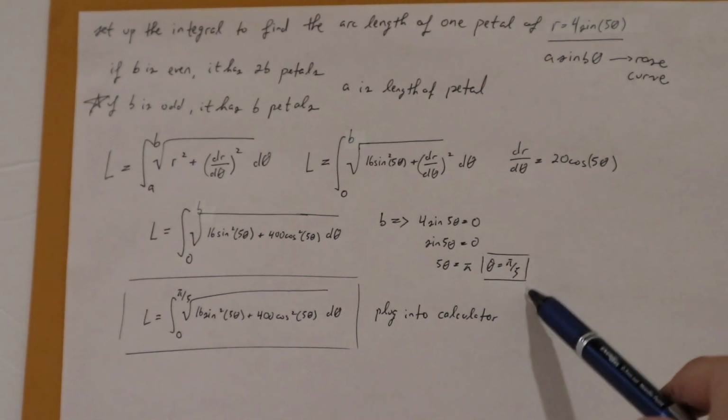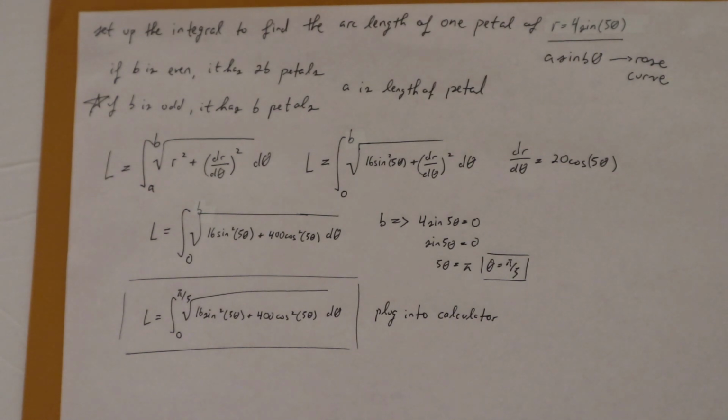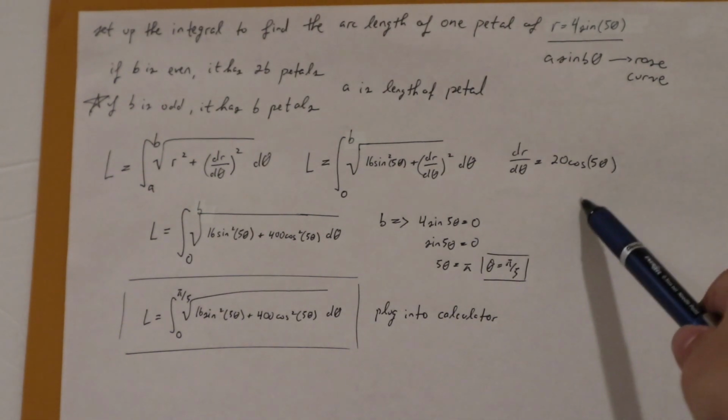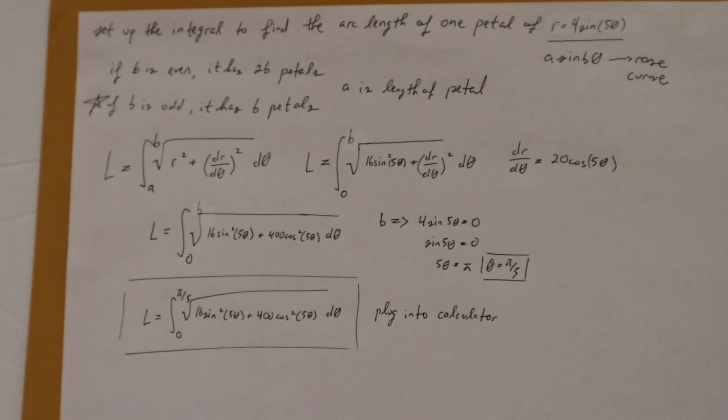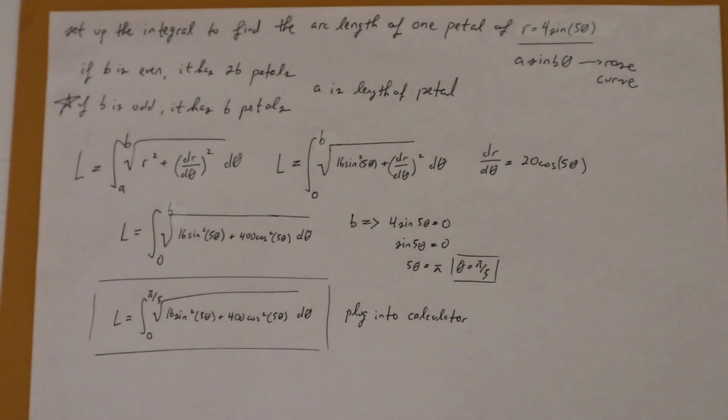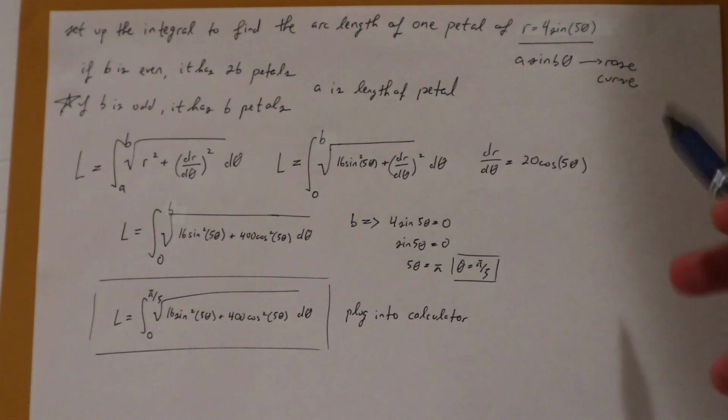Next, the derivative of r is 20 cosine 5 theta by the chain rule. Then plug in necessary values into the equation and you get this final answer. Because the question says to just set up the integral, we can stop here. Upon further simplification, we realize the equation needs a calculator to solve. The final answer is 8.40402.